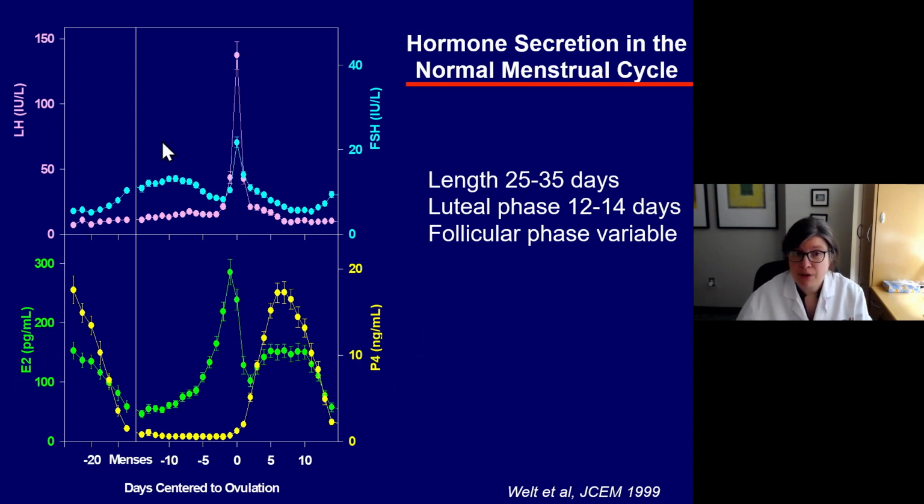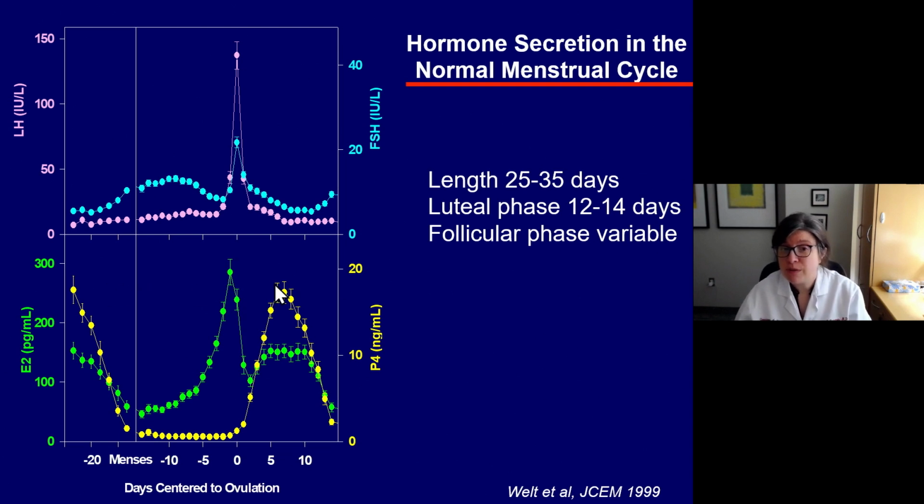And just to remember, after menses, you start to see a rise in follicle-stimulating hormone, which causes a rise in estrogen. Eventually, you get this LH surge, you can see here in pink, and after the LH surge, you get the rise in progesterone and then the fall. And as the progesterone falls, then menses occur.